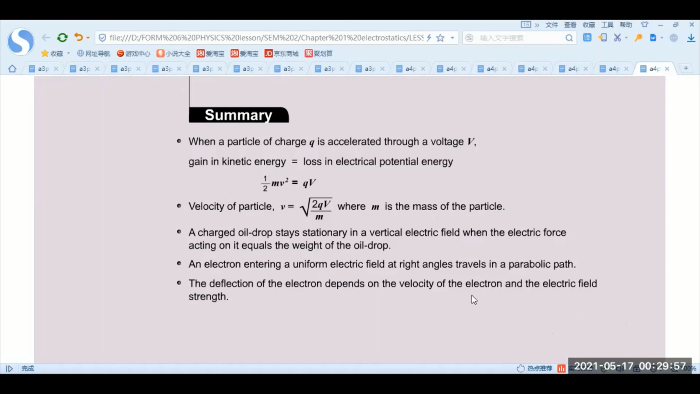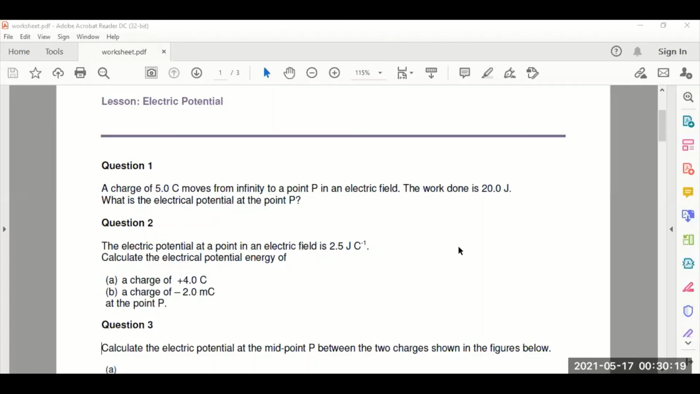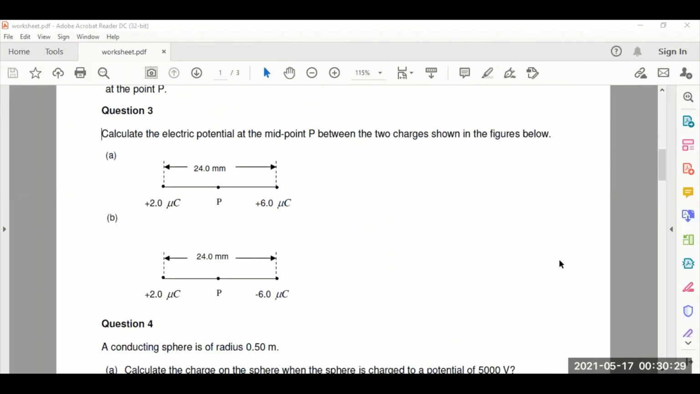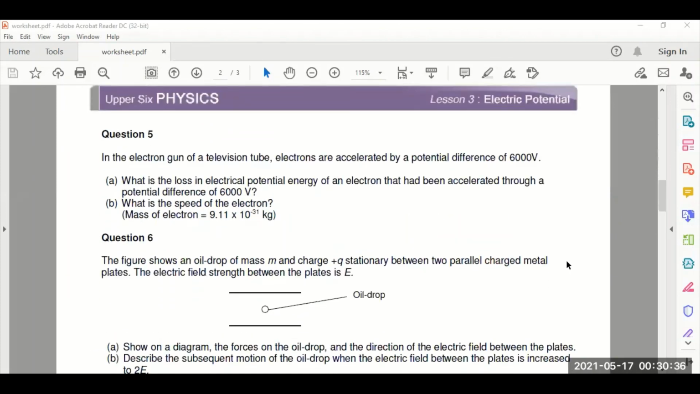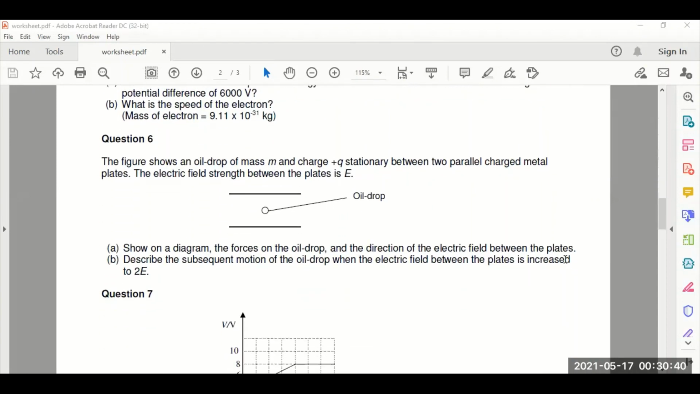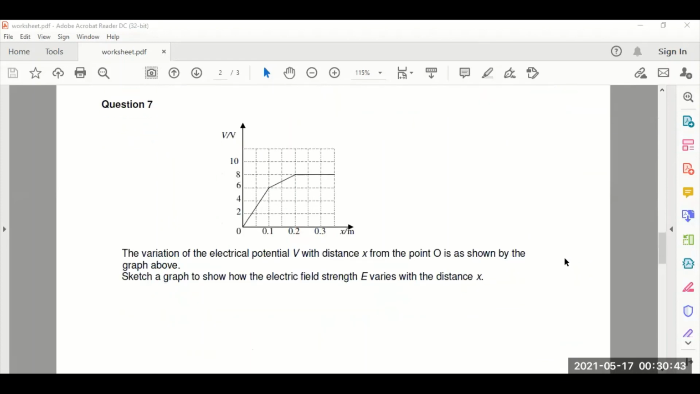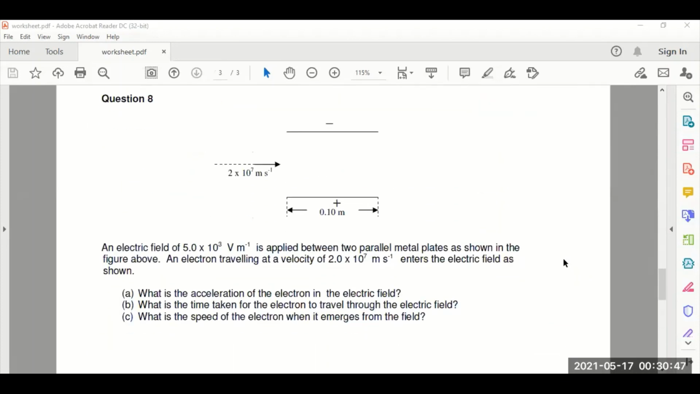That's all for today's lesson. Later I will send the worksheet to our Telegram group. So these are the questions. In the worksheet, we have question 1, question 2, question 3, question 4, question 5, question 6, question 7, and last, question 8.